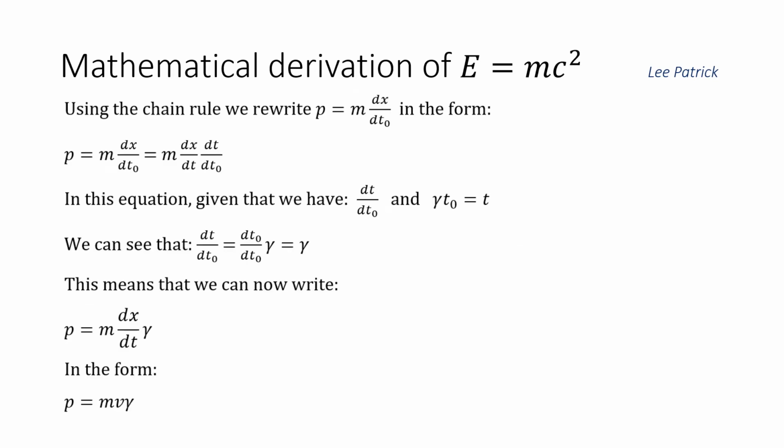Using the chain rule, we rewrite p equals m dx/dt naught in the form p equals m dx/dt naught equals m dx/dt times dt/dt naught. In this equation, given that gamma t naught equals t, we can see that dt/dt naught equals gamma. This means that we can now write p equals m dx/dt gamma in the form p equals mv gamma.